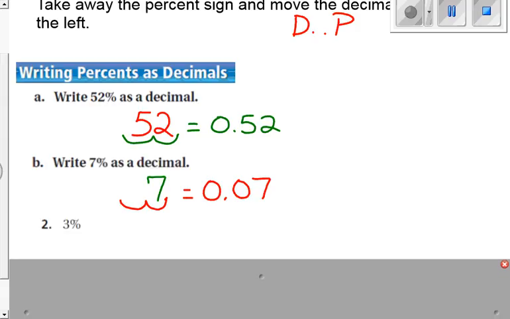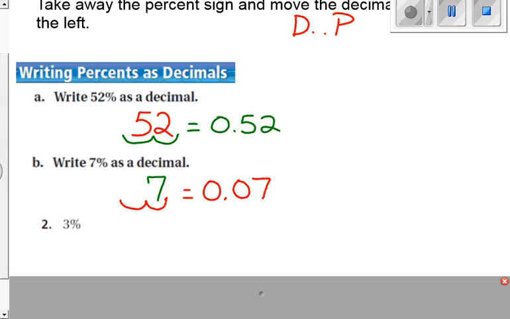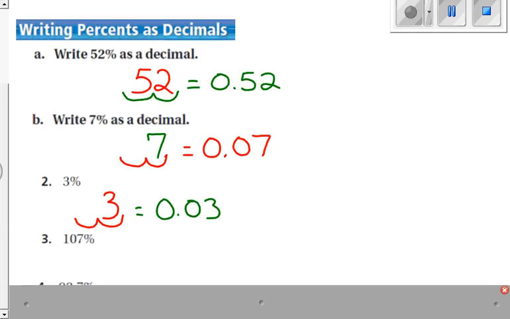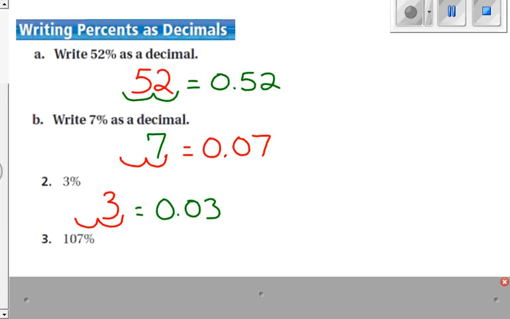Our third problem says 3%. So again, we're going to write 3. It is still hiding behind the 3. We're going to move it twice to the left, 1, 2. Like the above problem, we have a missing piece. So our answer is going to be 0.03. And for our final problem on this concept, you will see that we have 107%. Again, we're going to rewrite the problem, take away the percent sign, move the decimal twice to the left, 1, 2, and we now have an answer of 1.07.